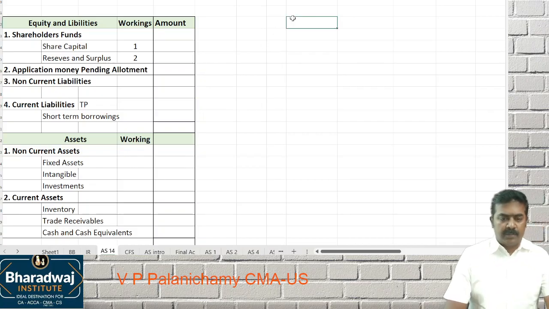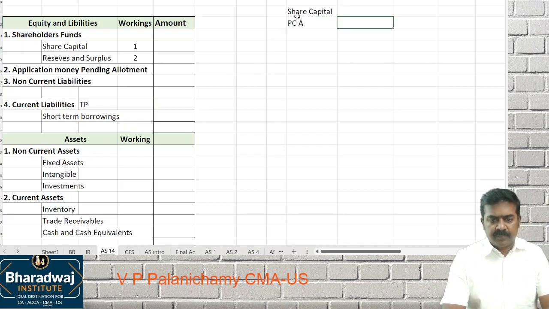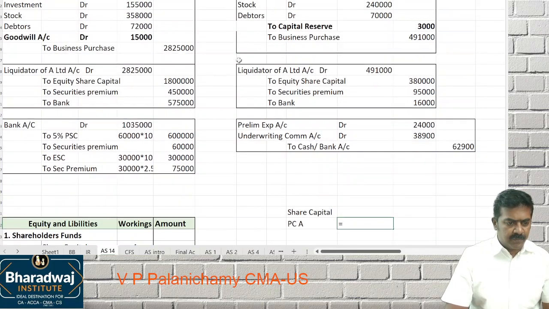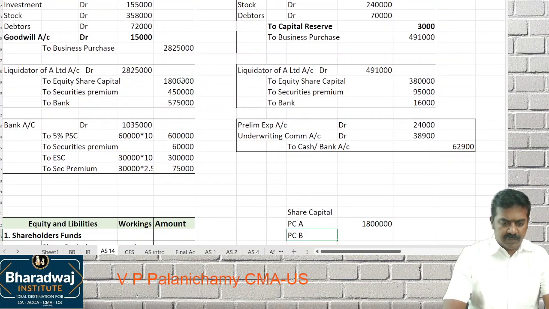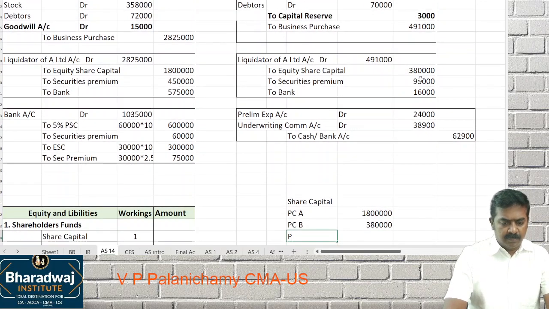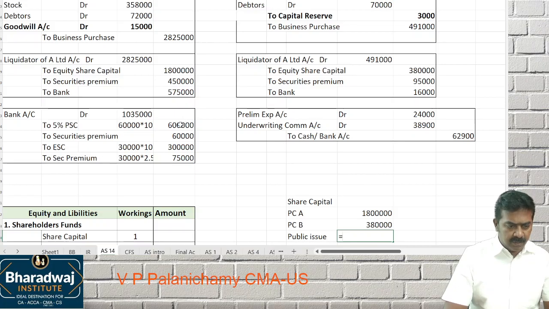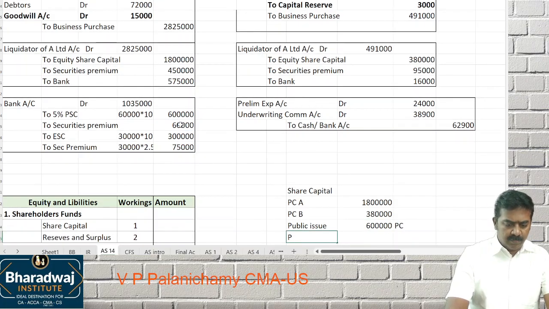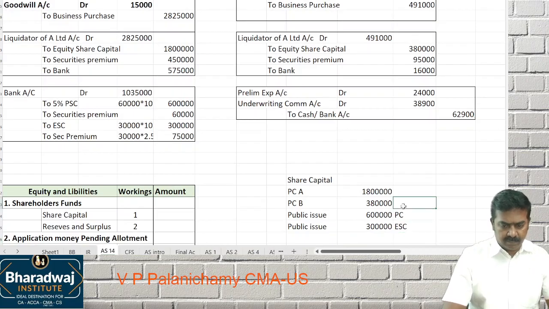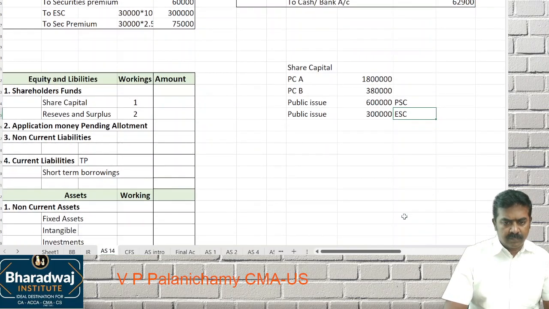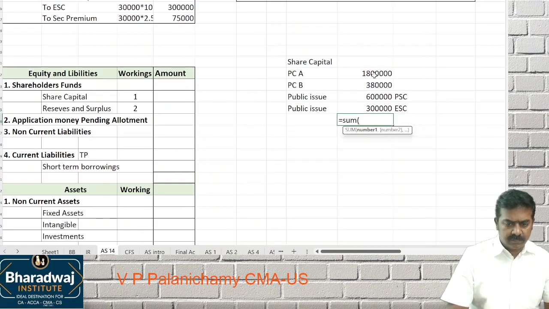What will be the share capital amount? Purchase consideration for the first company, capital part alone. Then purchase consideration for the second company. Then public issue. Okay, we have got equity share and preference share capital. Then public issue, equity share capital is also there. Total 30,80,000. All only the capital part will come.